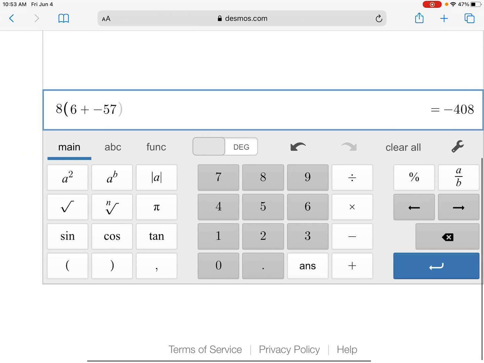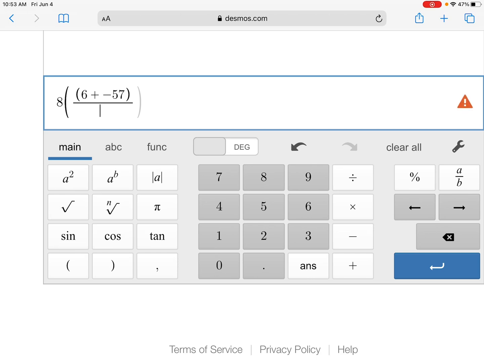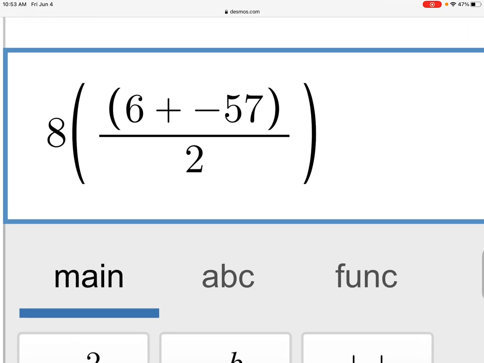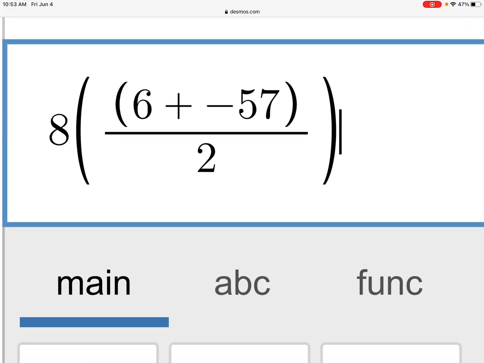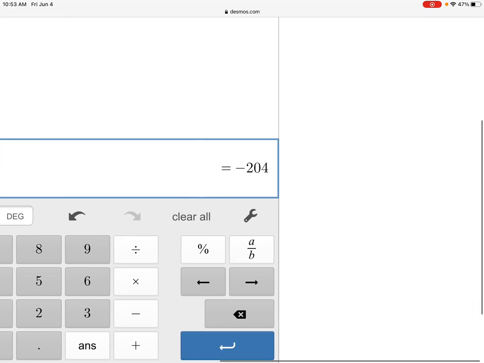Actually, you know what? I need to do another parentheses right here, like this. And parentheses, and the whole thing divided by 2. You see, everybody, why I had to do a separate set of parentheses? Because I want to divide 6 plus negative 57 divided by 2. Okay, so make sure you do that.